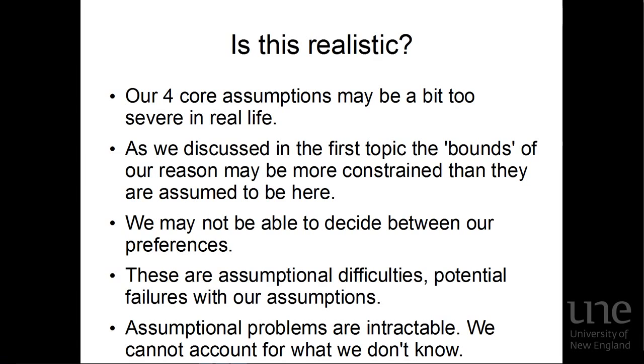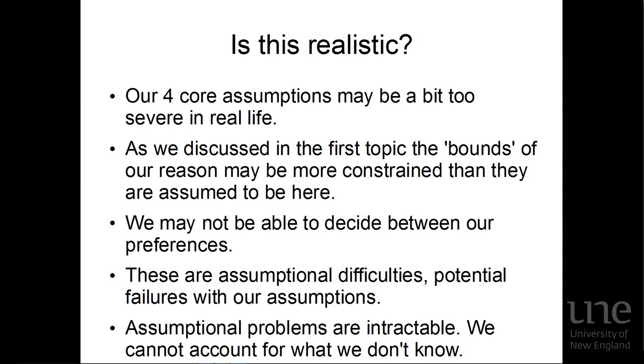In the very rigid and very exhaustive definition that instrumental rationality wants to hold, it may not be realistic. Our four core assumptions may be a bit too severe in real life. As we discussed in the first topic, the bounds of our reason may be more constrained than they are assumed to be. Bounded rationality, we had a look at that. We spent basically an entire lecture on just how the instrumentally rational agent may be pulled apart, some of the flaws, and how some people have proposed fixing it.